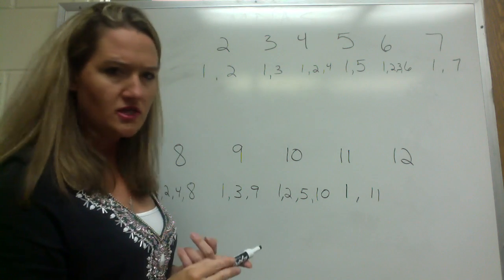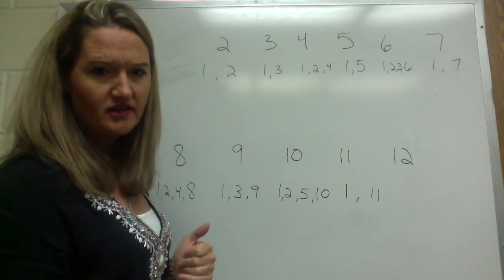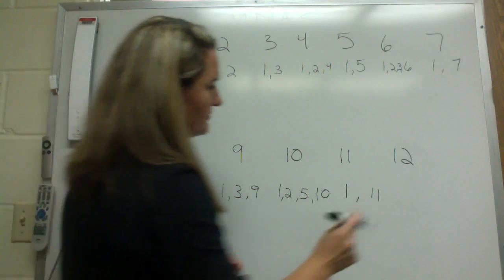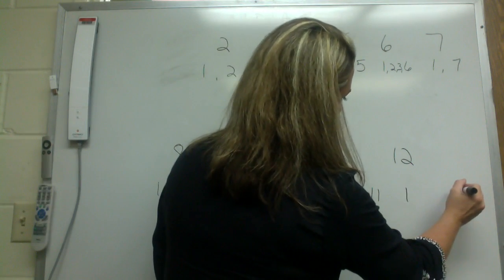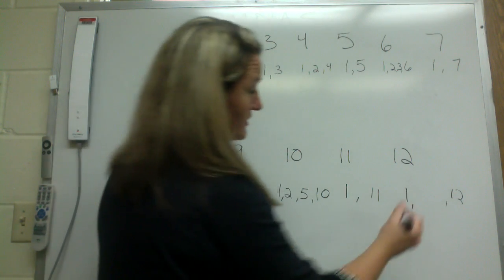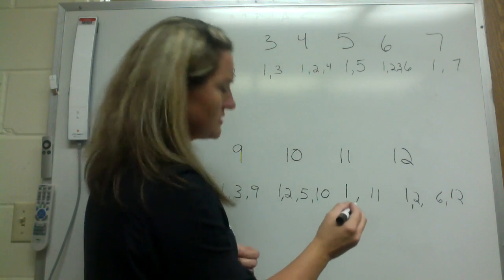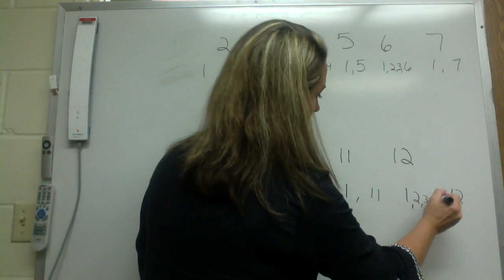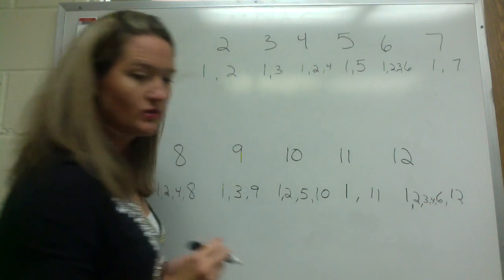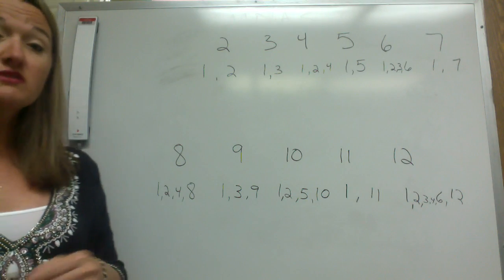Okay, 11, it's not divisible by 2, 3, 4, 5, 6, 7, 8, 9, or 10. So just 1 and 11. 12, well, we've got 1 and 12. It's even, so we know it's divisible by 2. 2 times what? 6. And it's also divisible by 3, so 3 times what? 4. All right, so 12 actually has quite a few. So for numbers 2 through 12, we've listed all the factors.